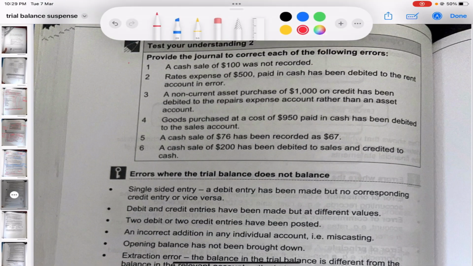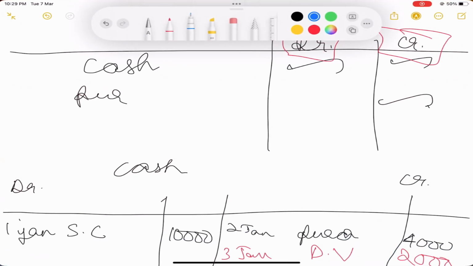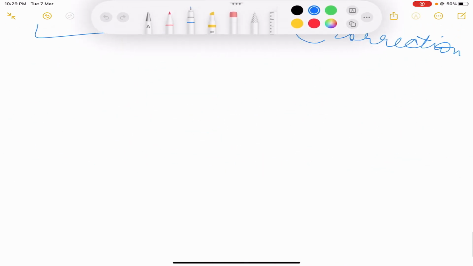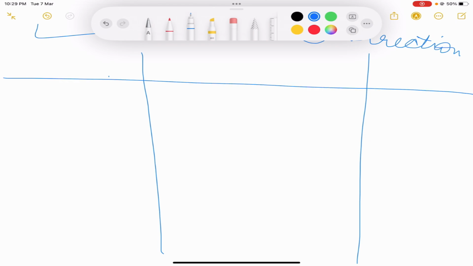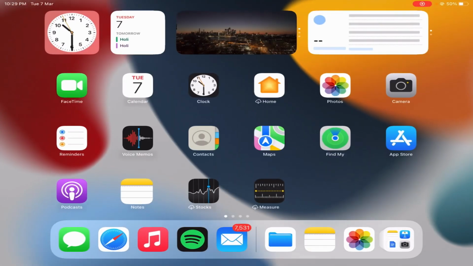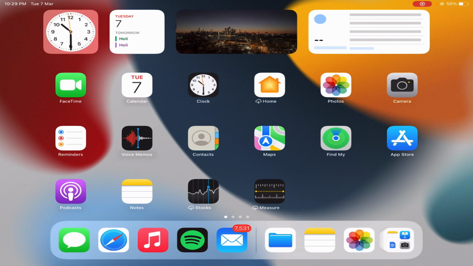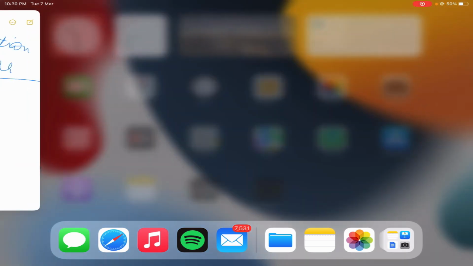Okay, let's start with test your understanding 2. Again, let's solve it the way we are doing. Let's have 3 columns. Okay, we have 3 columns. This is my should have been entry. This is my actual incorrect entry, and this is what correction I'm going to do. Sorry about that.